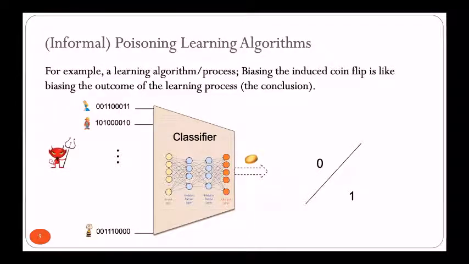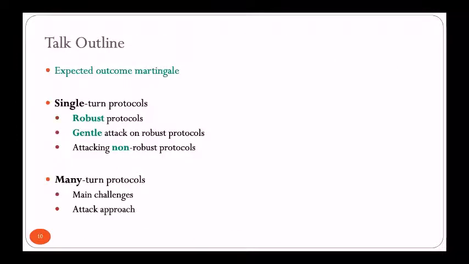Excellent. So now, what are we going to talk about in the rest of this talk? First of all, I'm going to introduce the expected outcome martingale. This is the most fundamental tool in the analysis of coin flipping protocols. Then we will talk about single turn protocols. We'll try to understand how to attack them, and we will define what robust protocols are. These will be protocols that behave very nicely. Then we will describe a gentle attack on these robust protocols.